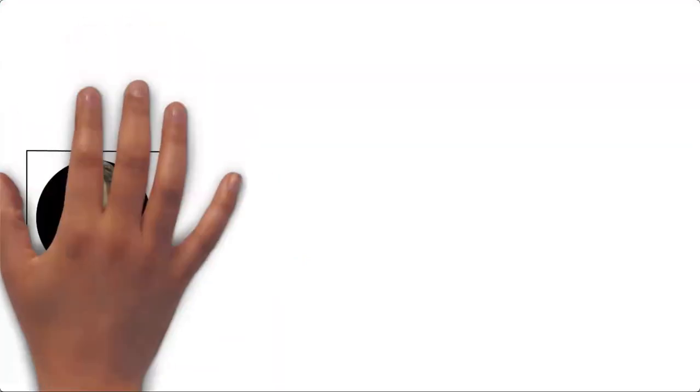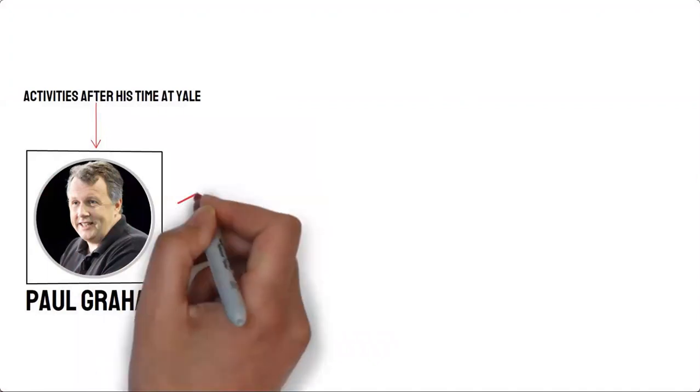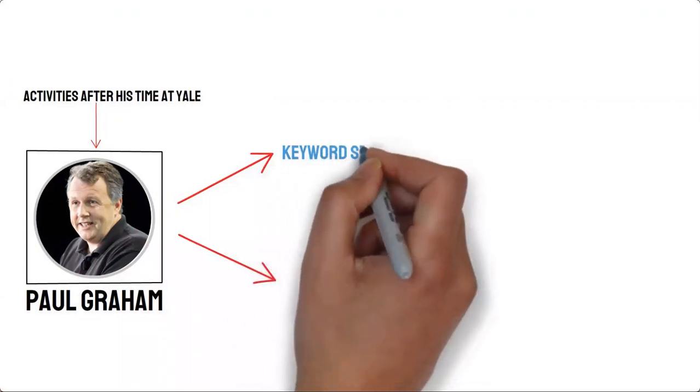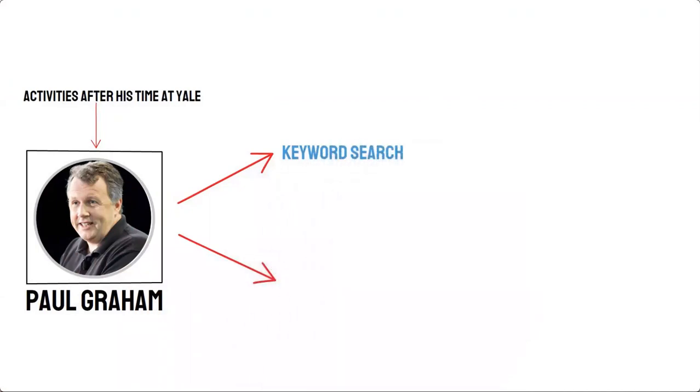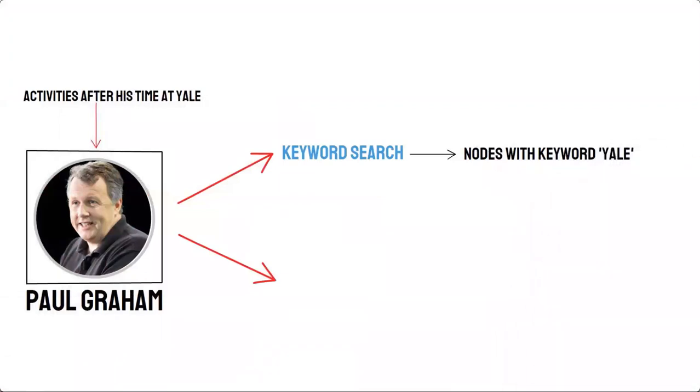So let's say you are looking for some information from an essay by Paul Graham regarding his activities after his time at Yale. Our different search methods would approach this task differently. If we employ a keyword search, the system will search for exact matches, fetching results that specifically mention Yale. However, if Paul Graham's essay does not directly reference Yale, a keyword search might not return any relevant results, leaving you with an empty set.